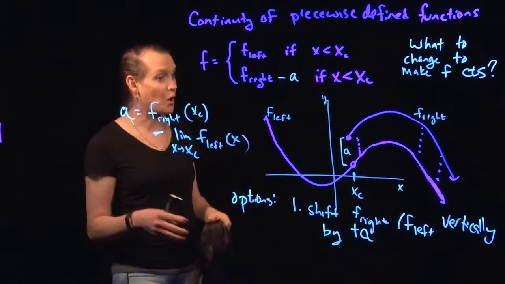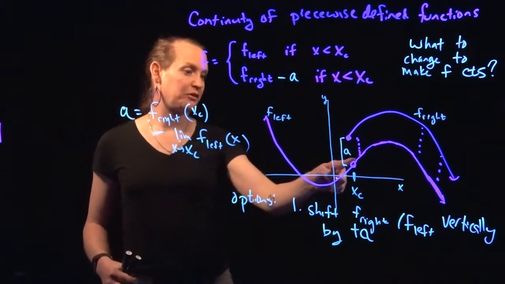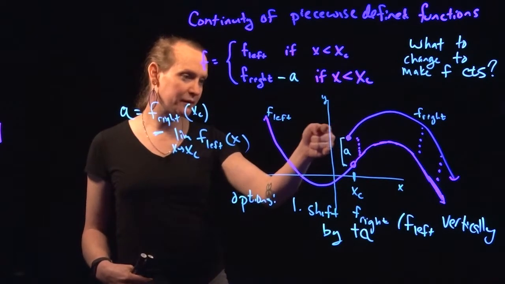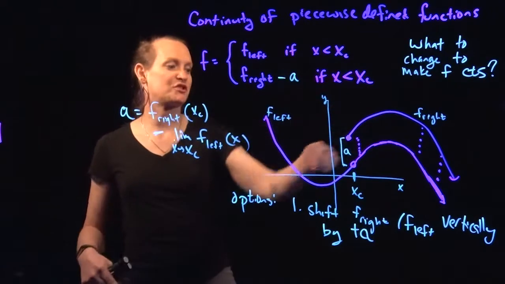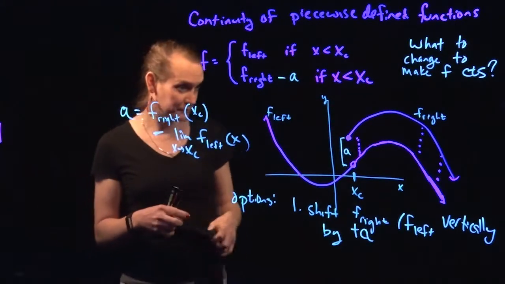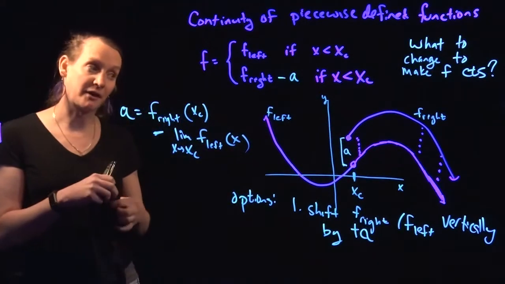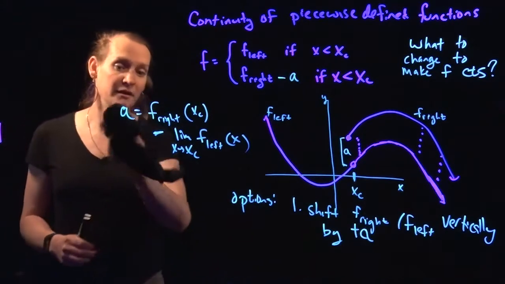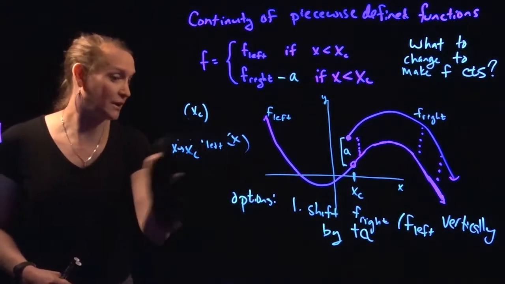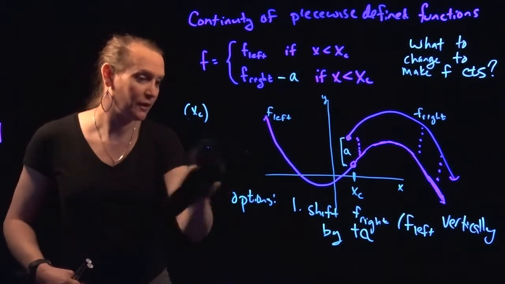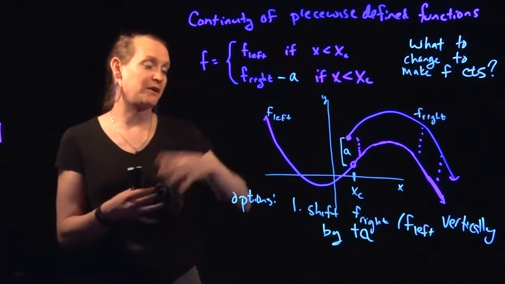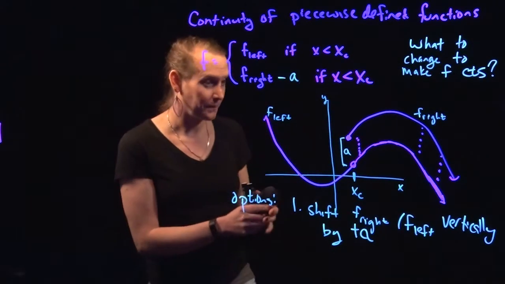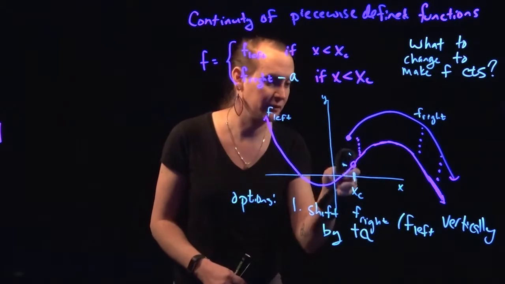Okay, so that's option 1. We figure out the height of the function at those two places, take the difference, and then shift, and then I should approach the same place from both branches. On the other hand, I could change the place where the jump happens, if I were to make f sub left and f sub right go forever, if they intersect.